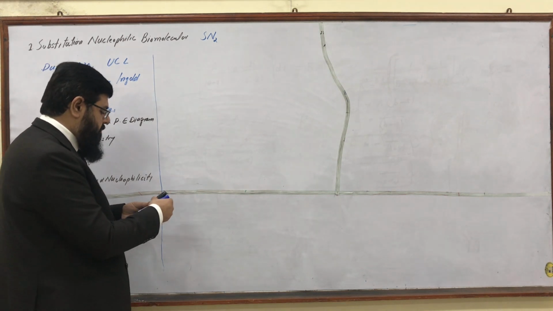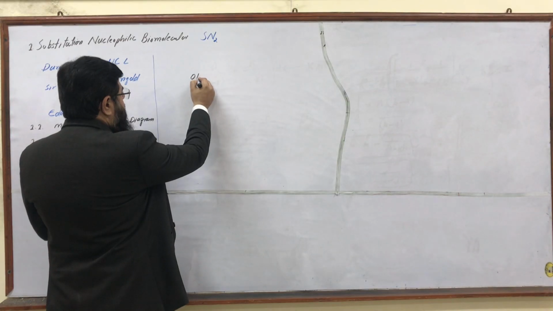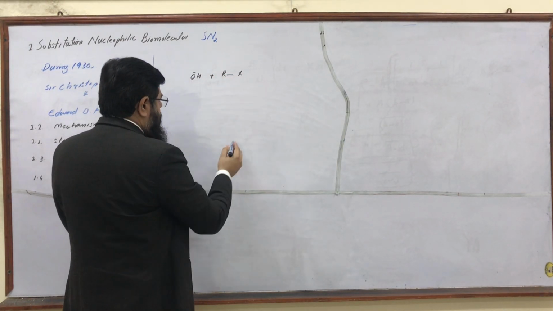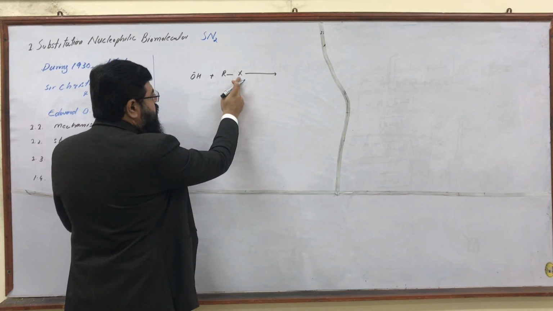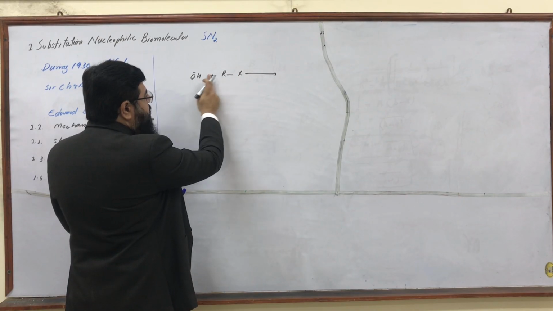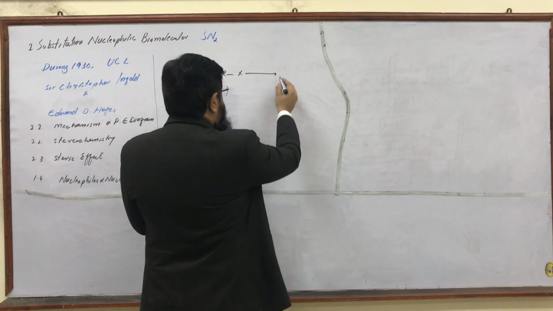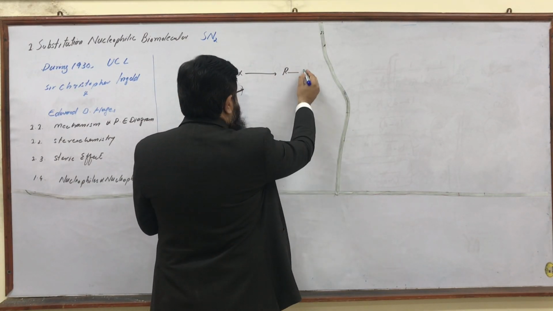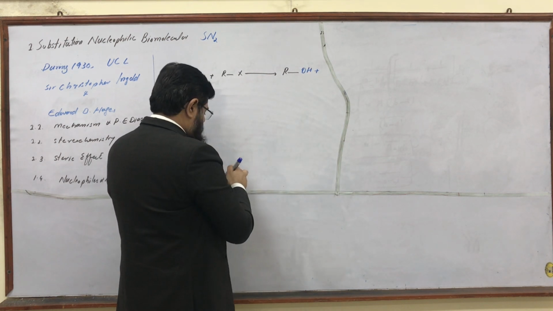So there are two main reactants for these reactions. One is the attacking nucleophile and the other one is the alkyl halide. The net reaction is substitution or replacement of this halide by this attacking nucleophile. So we can write the product of this reaction as ROH, and the other part is the leaving group, that is halide.